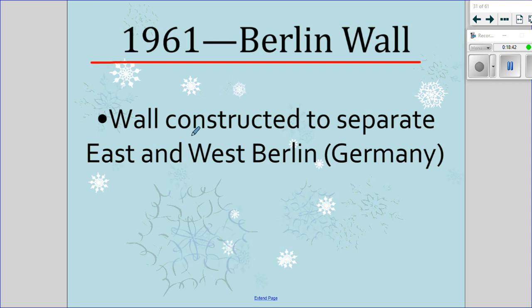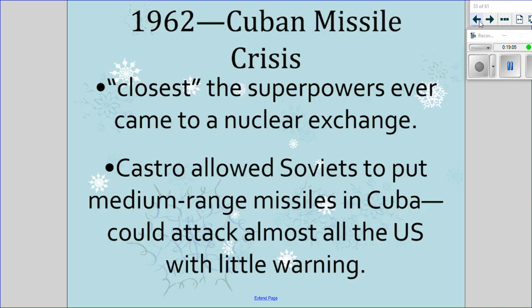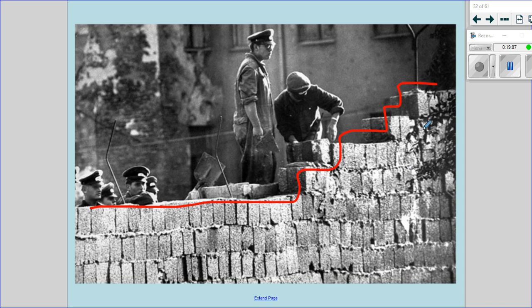It was constructed to separate East and West Berlin. Remember, the city of Berlin lies deep in the heart of communist East Germany. And here you can see Soviet conscripts quickly building the wall, and eventually they're going to enhance it with large concrete dividers. And so, well, let me go back. So essentially they're doing this not to keep the West out. They're doing it to keep their people in.